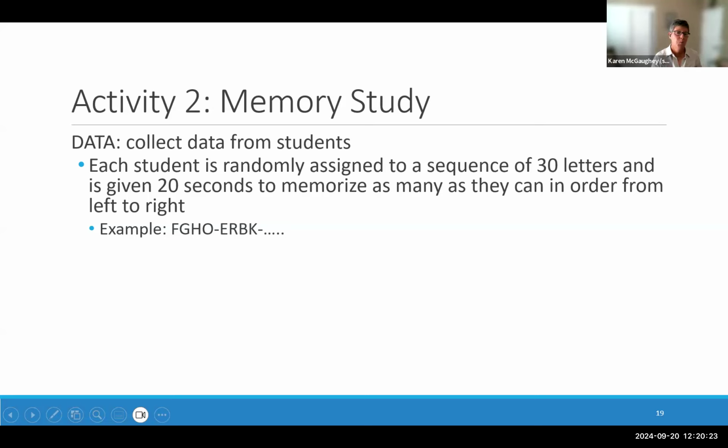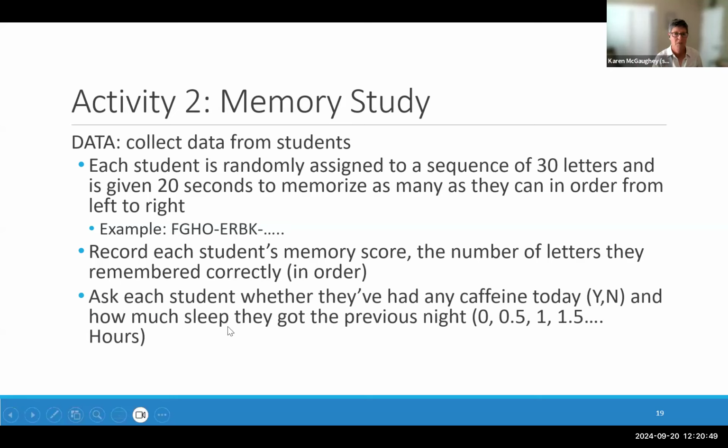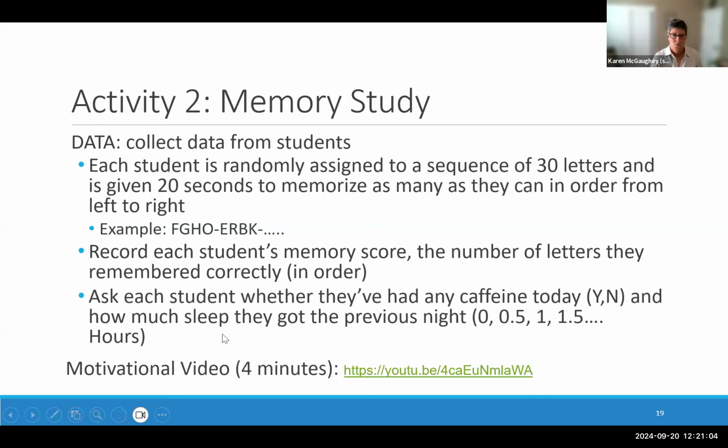I'm going to have you play the role of a student shortly so that we can collect some data to work with. After the 20 seconds, the students will type in the letters that they remember, and then we'll record each student's memory score, which will be the number of letters that they remember correctly in order. And then there are also 2 follow-up questions. Each student will be asked whether they've had any caffeine today, and also how much sleep they got the previous night.